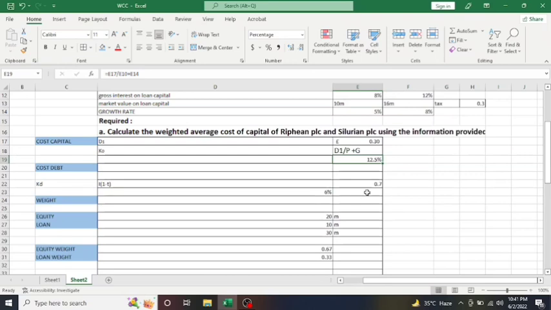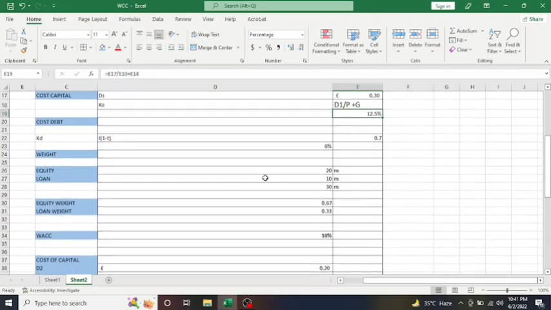And now we are going to find our weights. To find the weights, we take equity and loan. We have equity of 20 million for this company and loan of 10 million. We add them, and we have 30 million. That is our total of equity and loan.